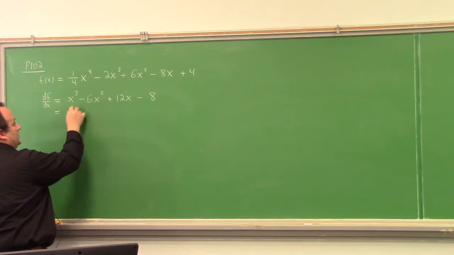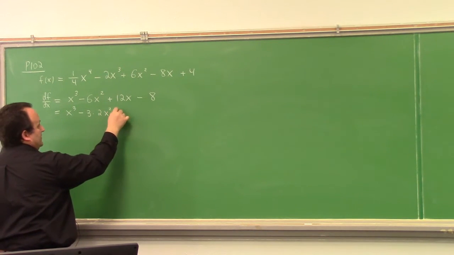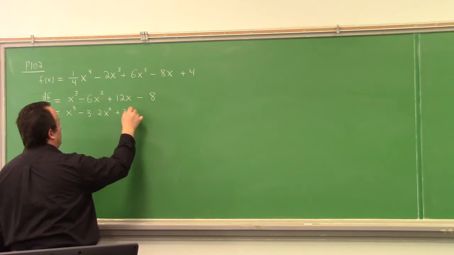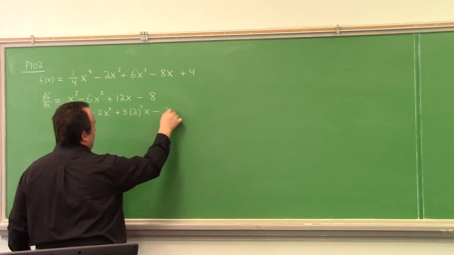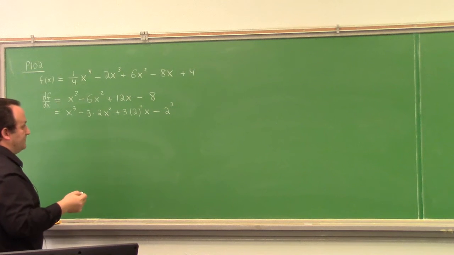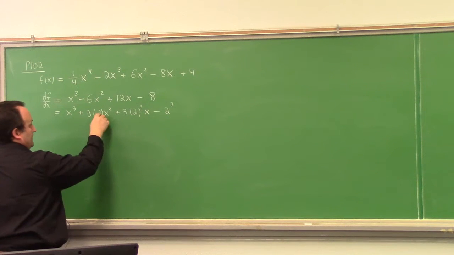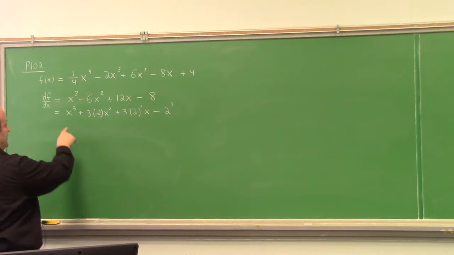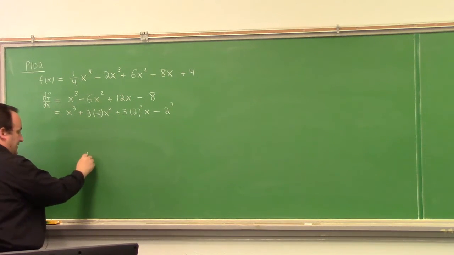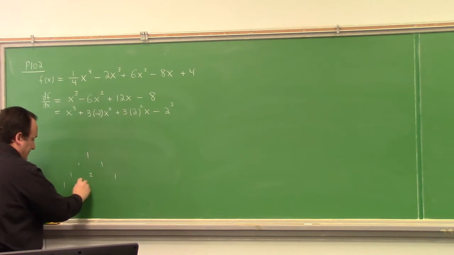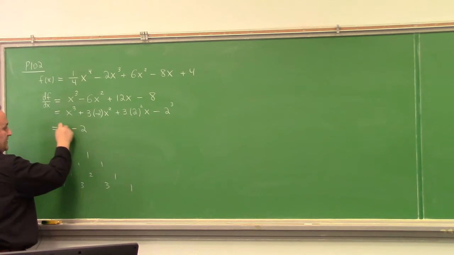This is really minus 3 times 2x squared plus 3 times 2 squared x minus 2 cubed. And so you could rewrite this as plus 3 times minus 2. All right. So the point is the coefficients 1, 3, 3, and 1 here. So you can look at that, and this is x minus 2 quantity cubed.